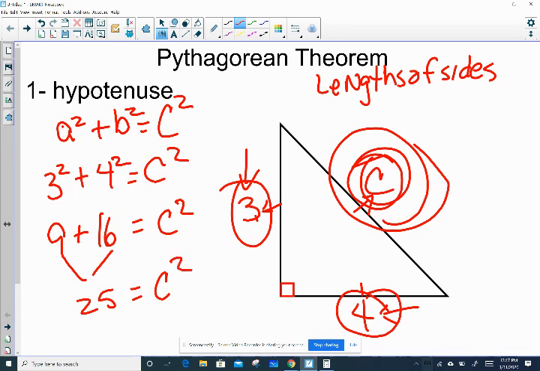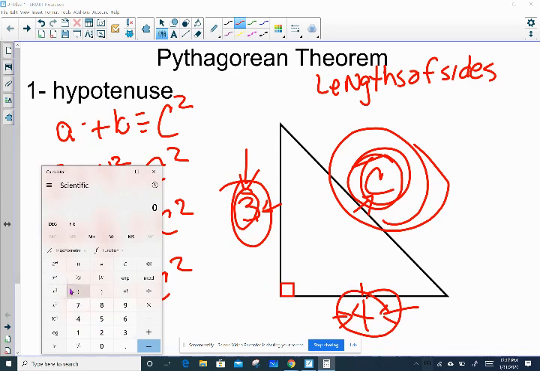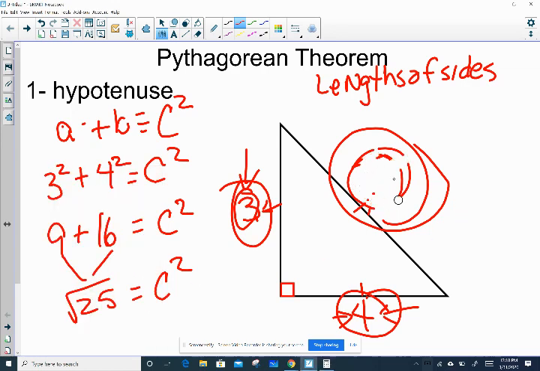Okay, so this is where you're getting a little bit confused. If you remember, this was A without being squared. This was B without being squared. So now I need to find C when it's not squared. I simply plug it into my calculator, take the square root of 25, and I find out that that is 5. So the square root is the length of the side.